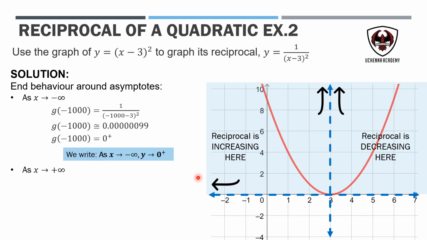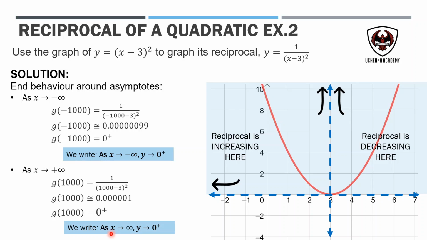We'll do the same thing with positive infinity and pick a big number like 1,000 for x. You can pick 10,000 if you want. Substitute it into our reciprocal equation, and we'll get the y value is again slightly bigger than 0. So again, we'll say that it approaches 0 from above, and we put a little plus above. The way we write that is as x approaches positive infinity, y approaches 0 from above.